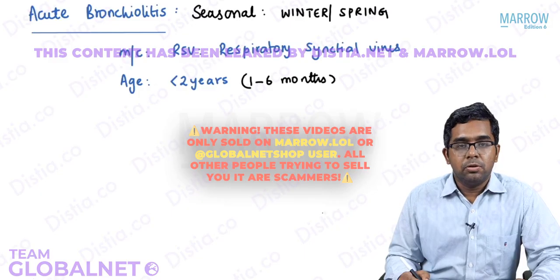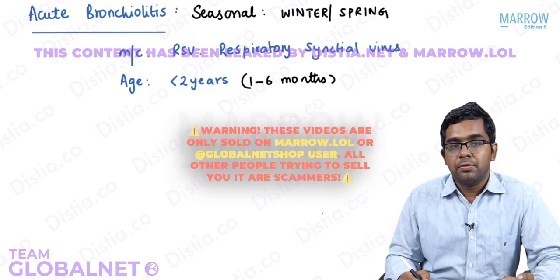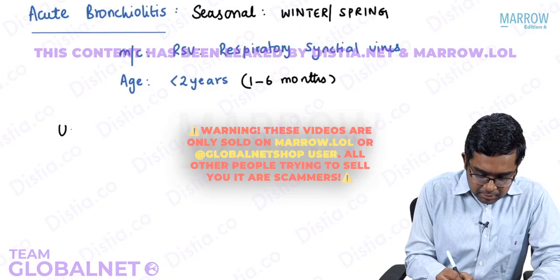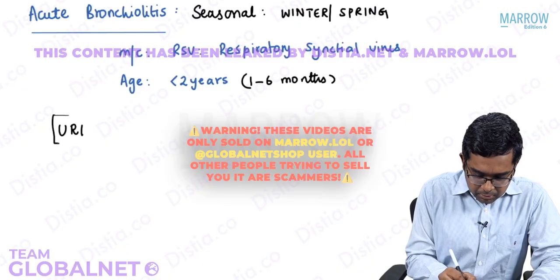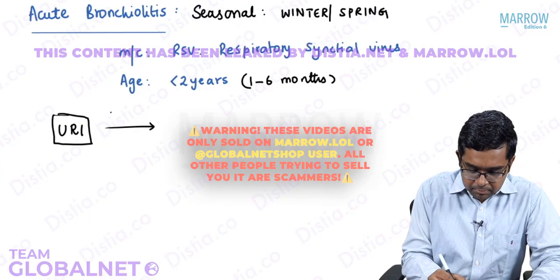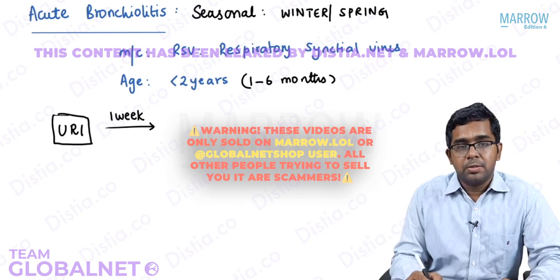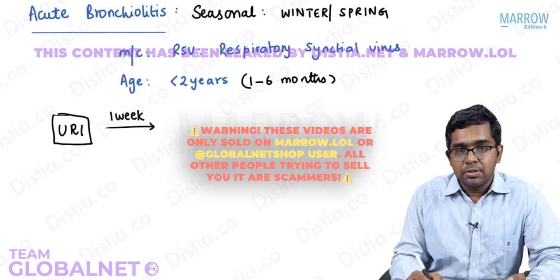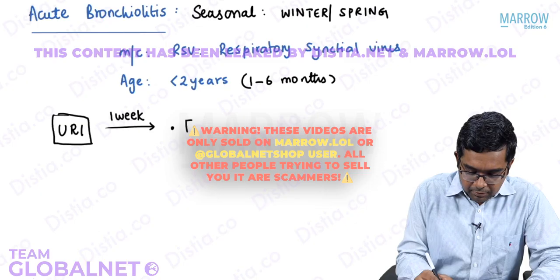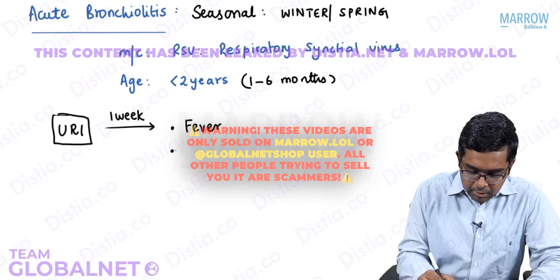Now, let us move on to the clinical description of acute bronchiolitis. This infection usually starts as an upper respiratory infection. To begin with, it's an upper respiratory infection. Around a week later, it would present as a lower respiratory problem. And what is the site which is going to be affected? It is the bronchioles which are going to be affected, because of which the child gets fever as part of the infection, along with breathing difficulty.